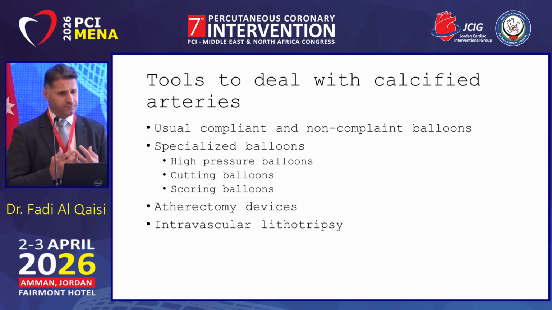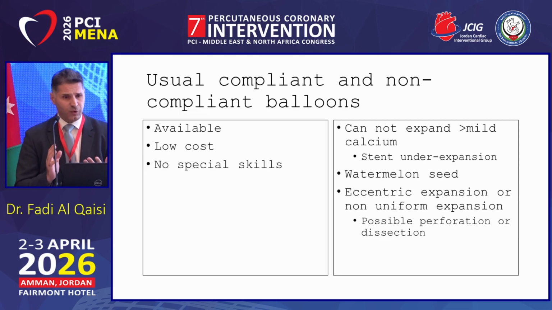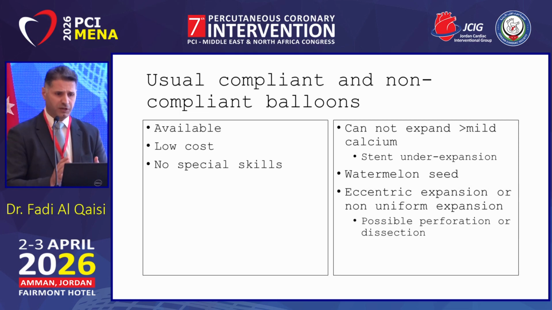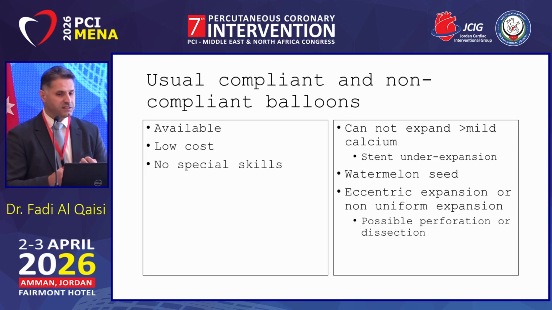شو التولز تاعونا؟ التولز تاعونا في عندنا الكومبلاينت نون كومبلاينت بالونز، في عندنا سبيشال بالونز، في عندنا الاثوريكتومي ديفايسز، وفي عندنا الانترافاسكولار لايثوتريبسي. نحكي عنهم واحد واحد. اليوجوال كومبلاينت ونون كومبلاينت بالونز they are available low cost، ما بدهم اي سبيشال سكيلز، هذول موجودين في كل مختبر. مشكلتهم they cannot expand more than mild calcium. اذا في عندك heavy calcium they cannot work properly.